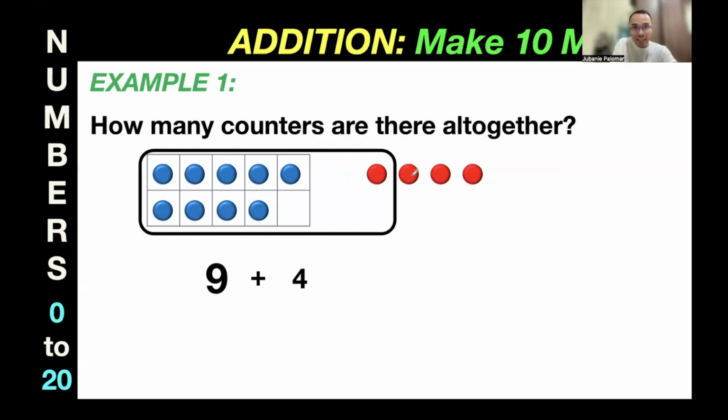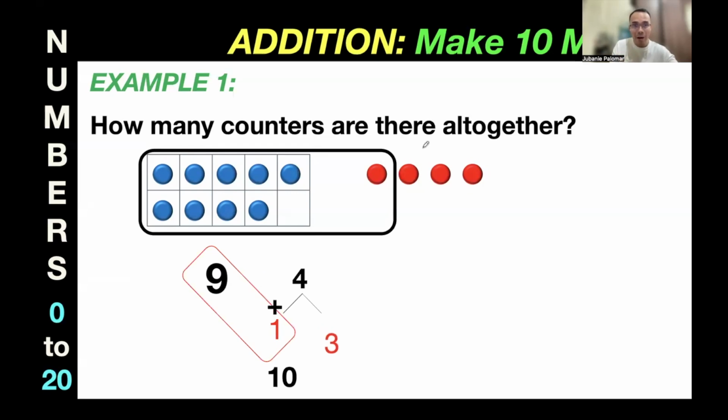Notice that the 4 red counters has been divided into 2 parts or 2 groups. The first group contains 1 counter, and the second group contains 3 counters. 1 and 3 make 4. Again, 9 and 1 make 10. That's the make 10 method.